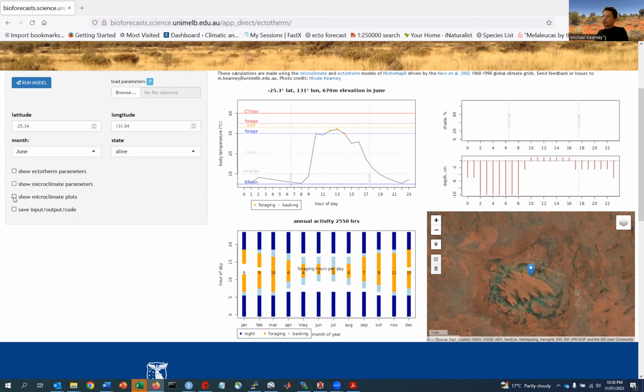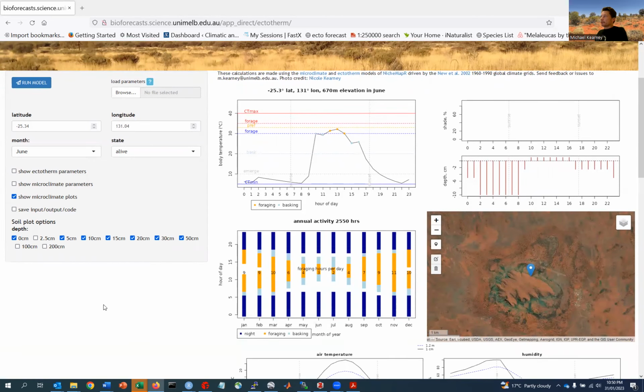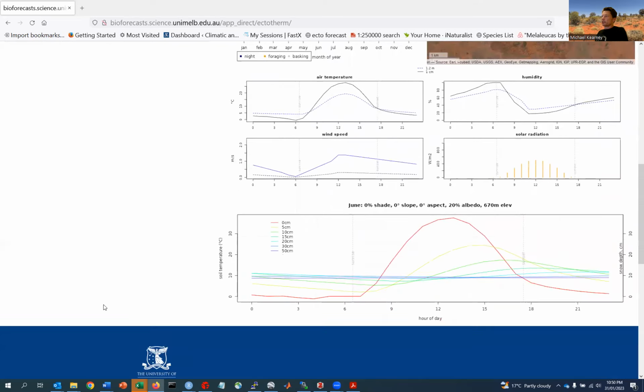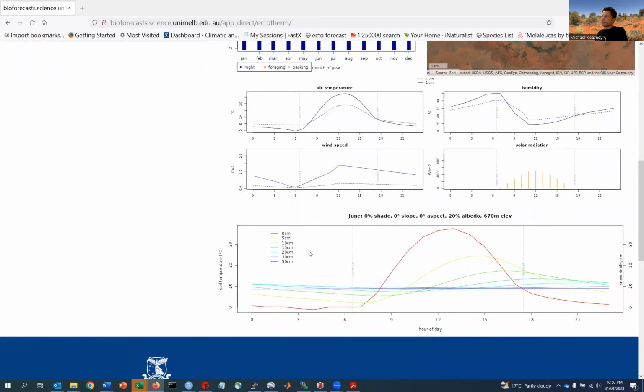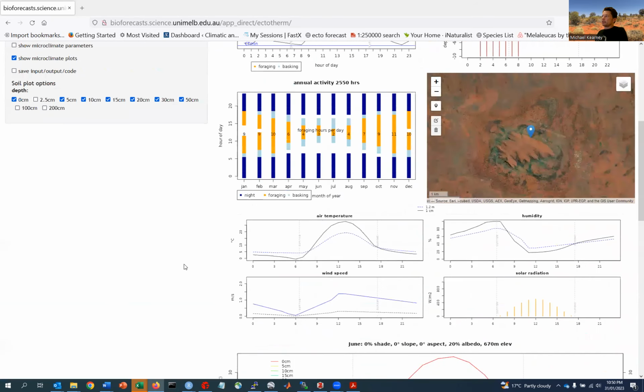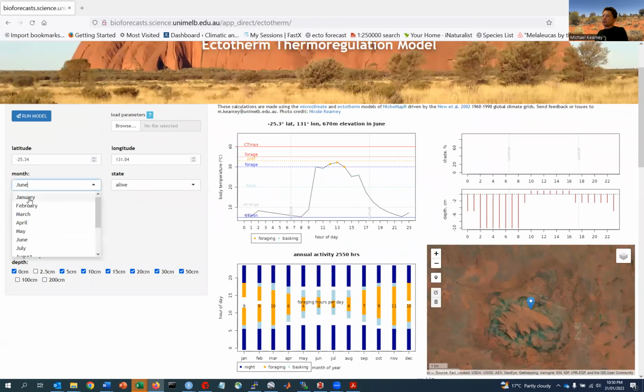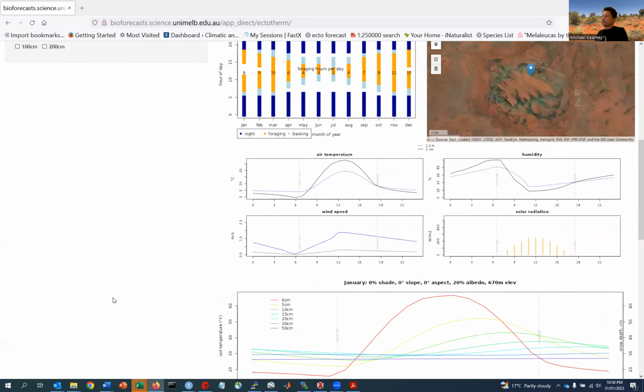If you want to see all the microclimate plots that are underlying these constraints, then you just click on show microclimate plots, and this will look familiar from the first video. These are the microclimatic conditions in June. And we'll go back to January.